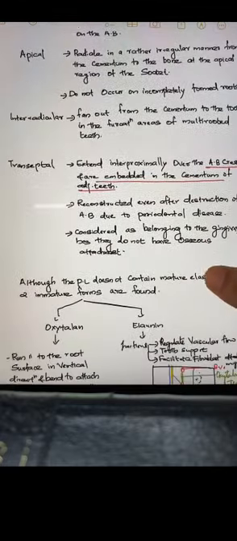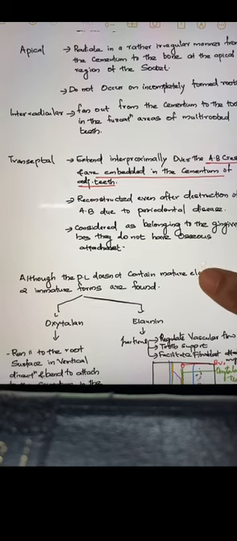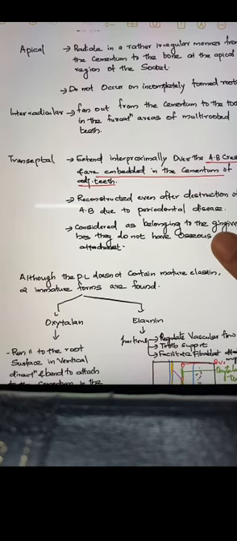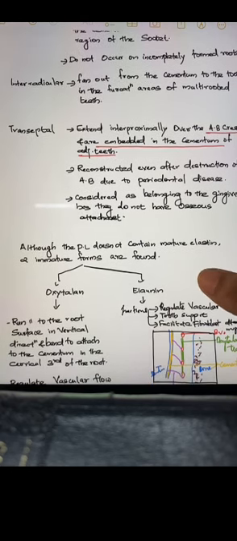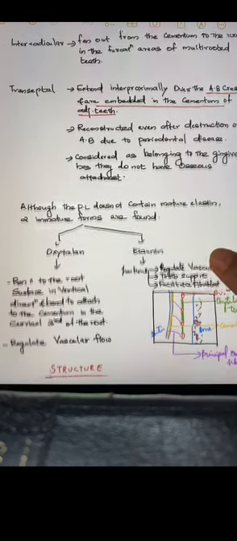Next is the transseptal. They extend interproximally over the alveolar bone crest and are embedded in the cementum of the adjacent tooth, and they are reconstructed even after the destruction of alveolar bone due to periodontal disease. These transseptal fibers are considered as belonging to the gingiva because they do not have osseous attachment.